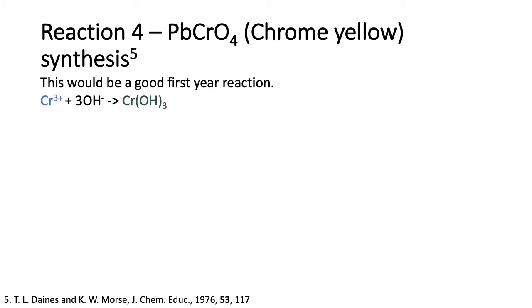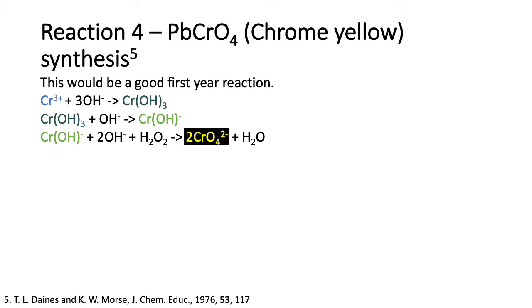You start with this green chromium complex, and then you react it with some sodium hydroxide to form a sort of blue-silver color. Then you react that with some more sodium hydroxide to form this green color. Then that's reacted with some more sodium hydroxide and hydrogen peroxide, and that forms this bright yellow color, along with water.